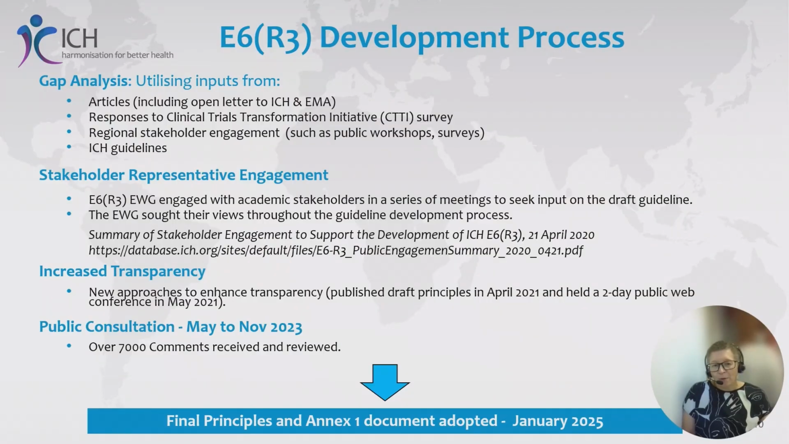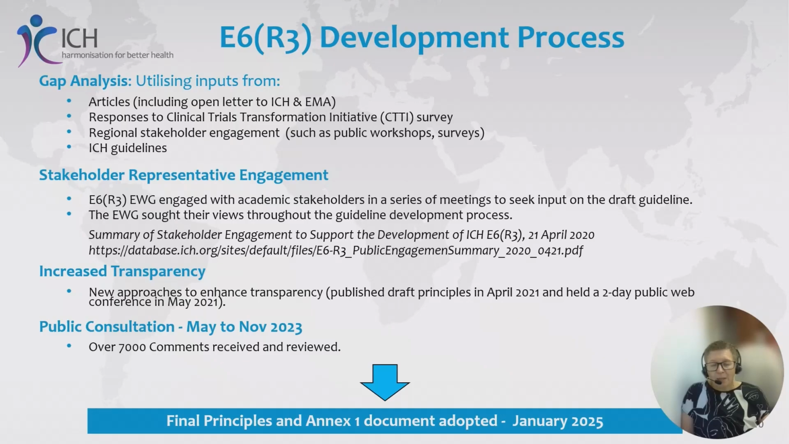So what about the development process? So where did we start from? Well, of course, we had that open letter, so that was a good start. We also had a survey that was undertaken by the Clinical Trials Transformation Initiative. We also had regional stakeholder engagement in the form of public workshops and surveys. And of course, we had a variety of ICH guidelines to already look at so that we could make sure we were being consistent. Also, E6 did something very revolutionary for ICH in that we had stakeholder representative engagement.